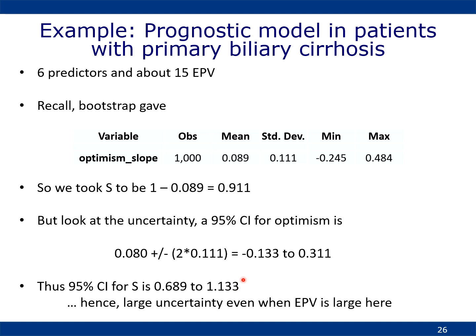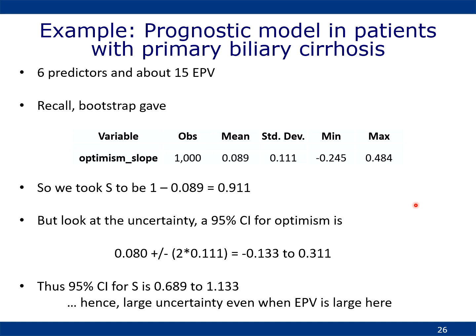Okay, so that's 1 minus the calibration slope, minus 0.133, that gives us 1.133, and 1 minus 0.311 gives us 0.69. So our best estimate of the shrinkage is 0.911, and we're 95% confident it's between about 0.7 and 1.1. So again, it's not ridiculously narrow. There's definitely a lot of uncertainty, even in a situation where we've got 15 events per variable.